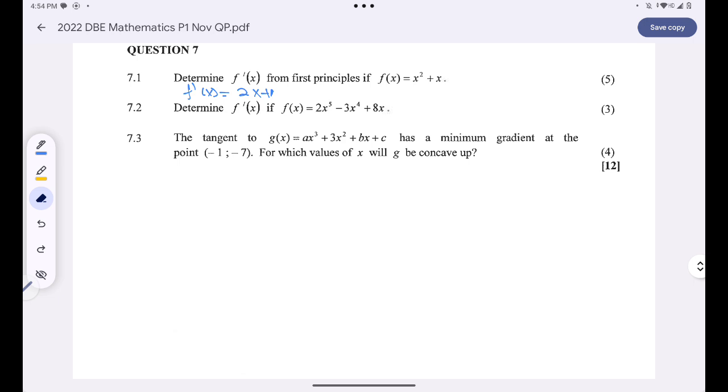Okay, I'm given f of x. I'm supposed to determine the derivative of f. Right?